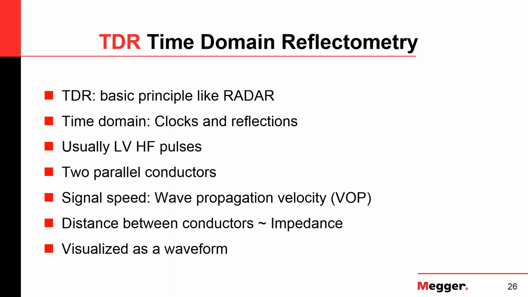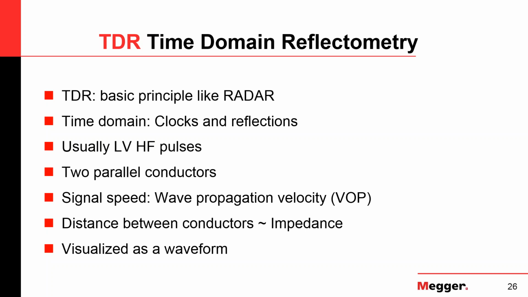What does TDR mean? TDR means time domain reflectometry. And as the name says, it is a technique that works in the time domain. That means the instrument starts and stops clocks and measures reflections. It sends pulses into the cable and it interprets reflections in the time domain. So it's not in the frequency domain or in some other quantity. It is times. So you start a clock and you stop a clock.